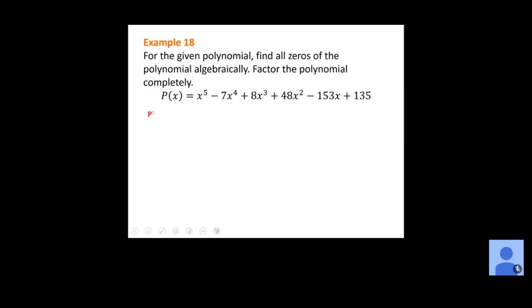Okay, so 1 and 135 for sure, right? So plus or minus 1, plus or minus 135. What other factors do we have? Okay, good. 27 and 5, so plus or minus 27, plus or minus 5. All right. Any other factors here?